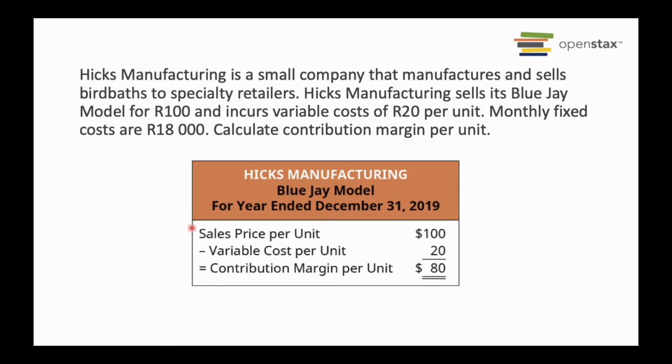Contribution margin per unit is equal to sales minus variable costs. So the selling price per unit 100 Rand minus the variable cost per unit of 20 Rand, the contribution margin per unit is equal to 80 Rand.